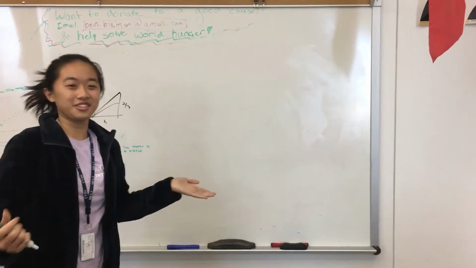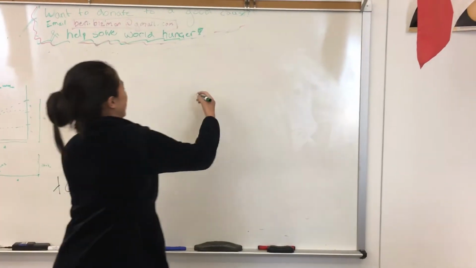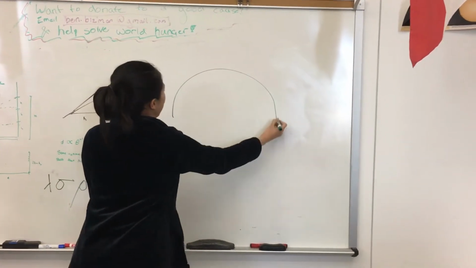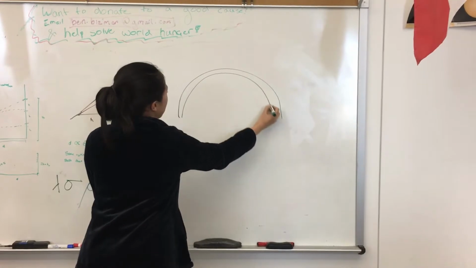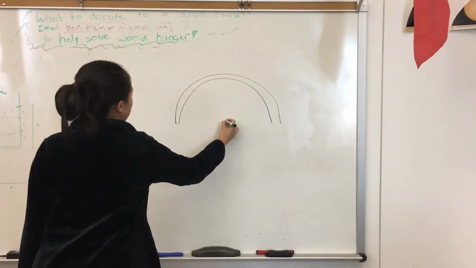So we're going to be learning how to find the electric field of a semicircular arc. So here's our arc. We're finding the electric field from this point, in the center. Right, so I'll hold it up.